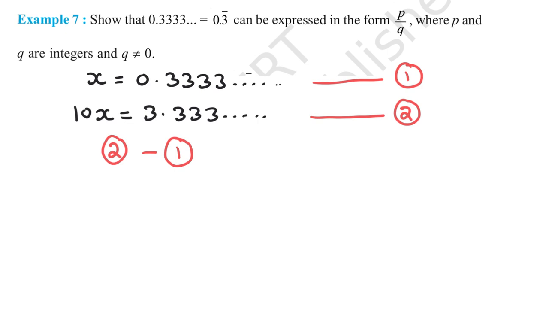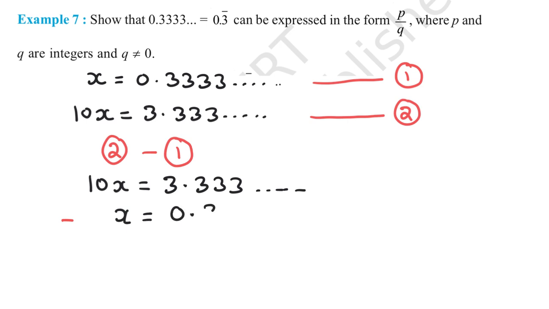In this way, you'll be able to track your mistakes as well as see how you are proceeding in your working. So let us write the second equation first now. 10x is equal to 3.333 and on and on and on, minus the first equation, which is x equal to 0.333 and so on. Now we can subtract them.